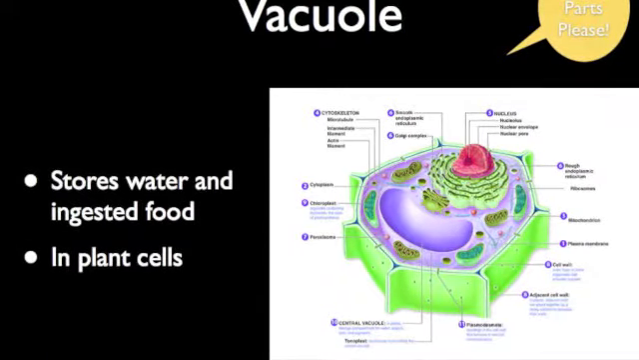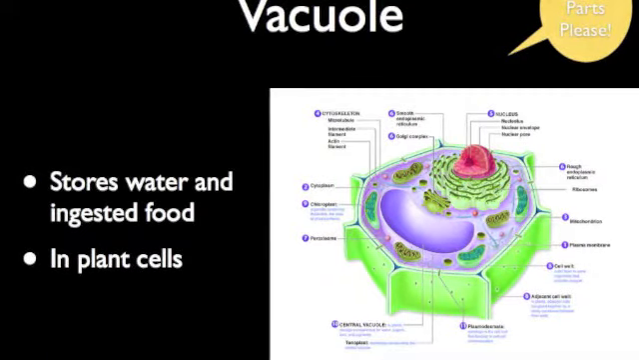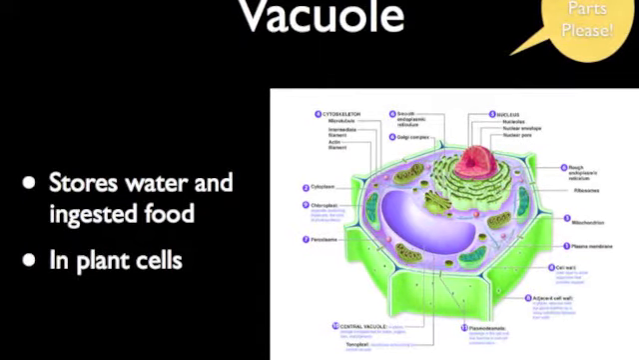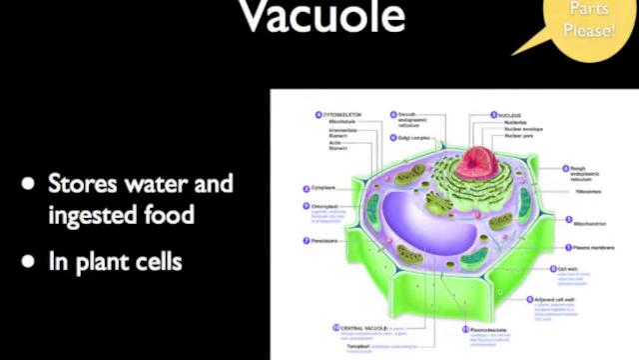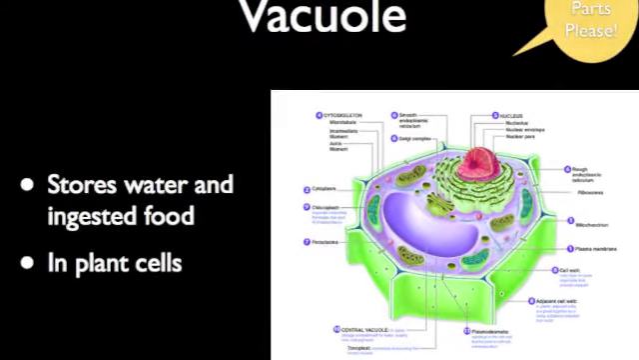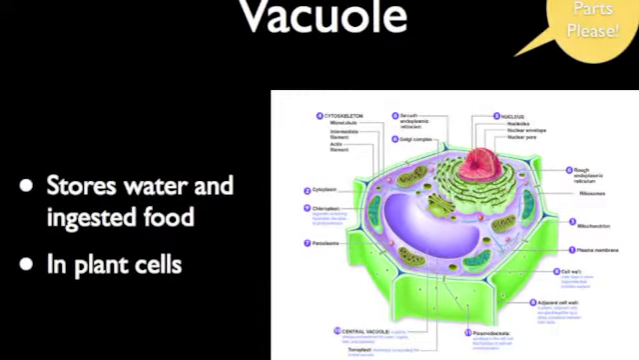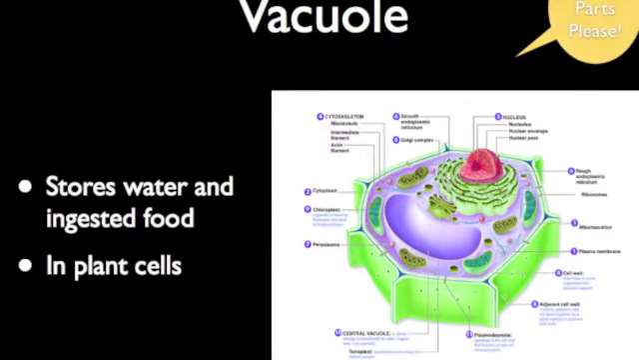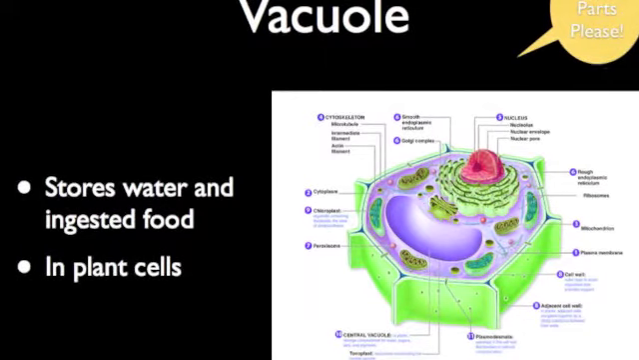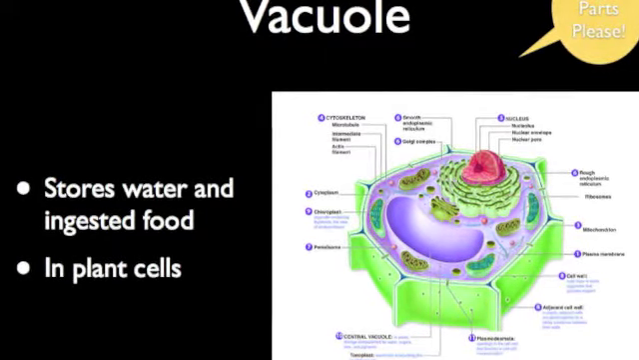Finally, the last one, the vacuole. The vacuole stores water and ingested food in a fluid sac. In plant cells, the central vacuole produces turgor pressure against the cell wall for cellular support. But it is found in both, it's only found in plant cells.